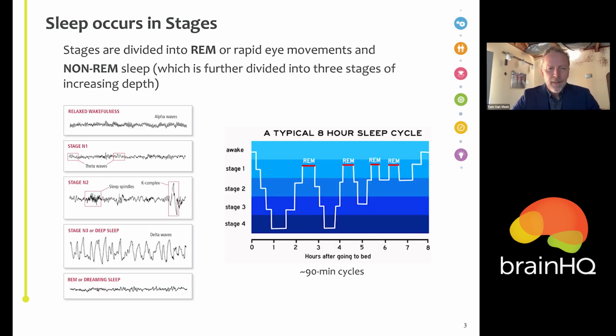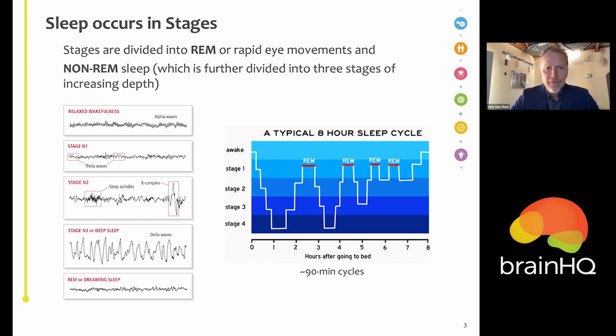Okay, so as I said, there's a lot going on in your brain when we sleep. It's far from being a passive activity. And in fact, scientists look at stages of activity that are characteristic, and these are divided primarily into REM, rapid eye movement stages, where you can actually see the eyes moving underneath the eyelids, and non-REM sleep, which is further divided into 3 stages of increasing depth.